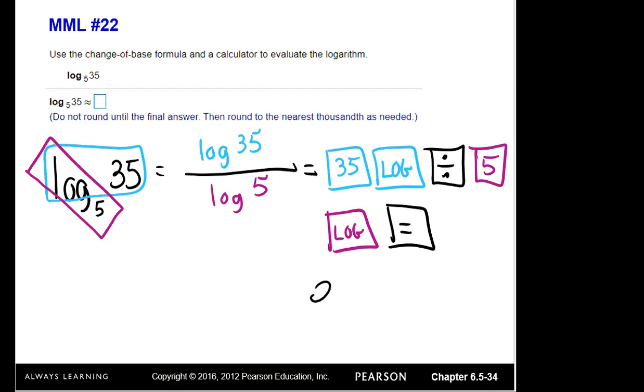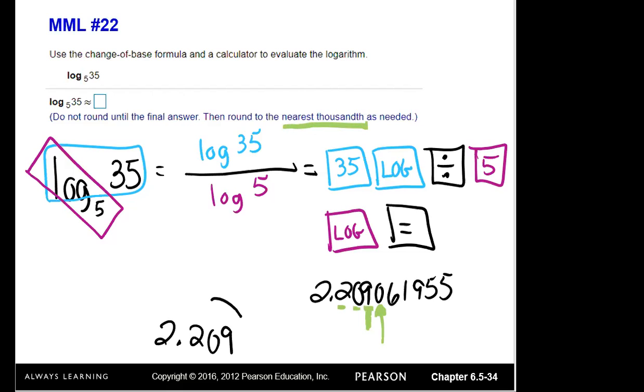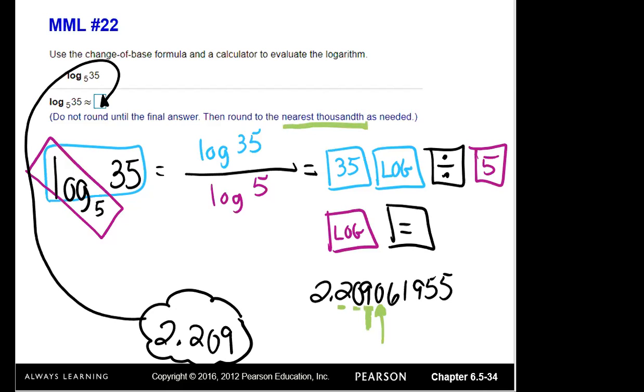And I should see 2.20906195. Now this time it says round to the nearest thousandth. I need to do that in a different color. Hang on, nearest thousandth. So tenths, hundredths, this is the thousandths. Because the next number is a 0, it will not change. So my answer is 2.209. And that's what goes in this box. And that little squiggly equal sign means approximately.